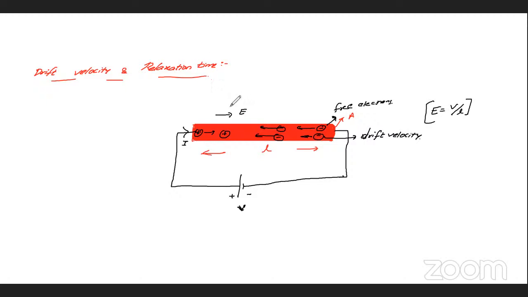Let's see. When it is moving, there will be an acceleration on the charged particle. We'll see one by one. We need to find the drift velocity. To find the drift velocity, first of all we'll see the forces acting on it. We know the relation force F is equal to QE, which we have already seen.